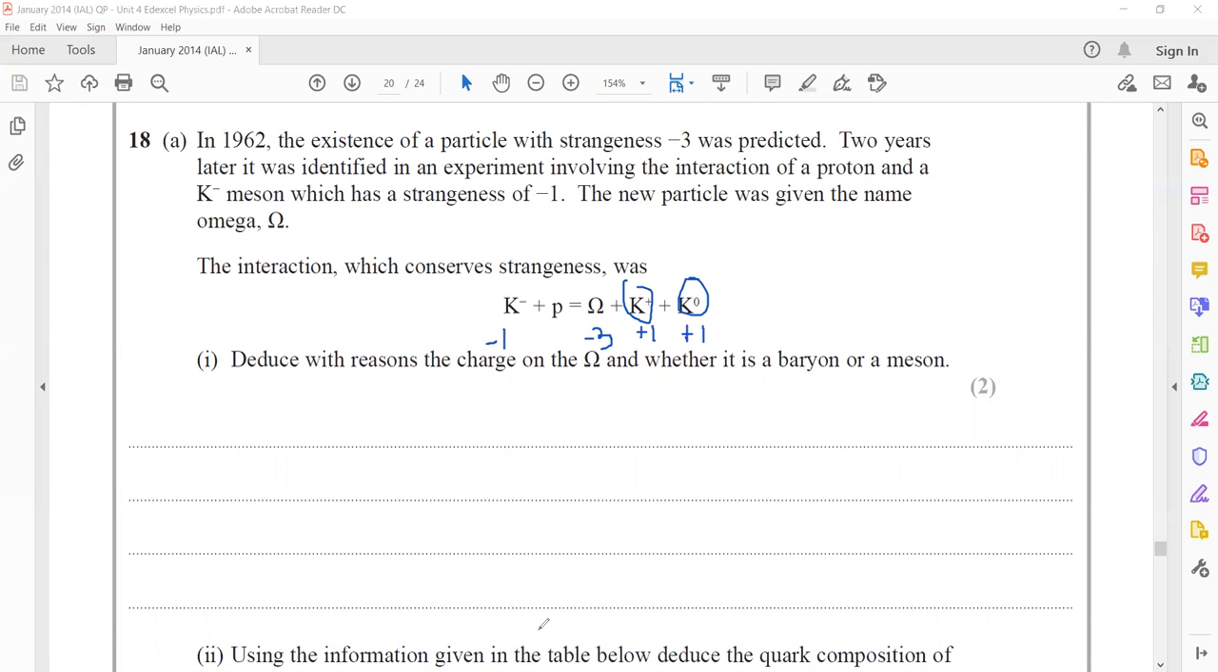This combination of particles, how to work out the particle combination. In the question, they mention that this particle has a strangeness minus 3 and a K minus meson has strangeness minus 1. Because the proton does not contain a strange particle, its strangeness is 0. So these particles should have a strangeness plus 1 so that this reaction can occur. Already they mentioned it's a strange minus 1, so it contains a strange particle. This will contain an anti-strange. Why anti-strange? Because strangeness is plus 1 for anti-strange.